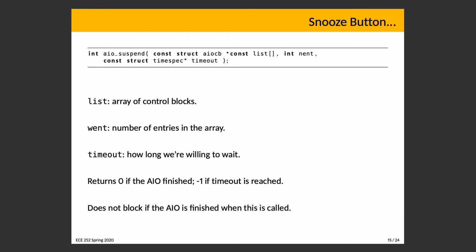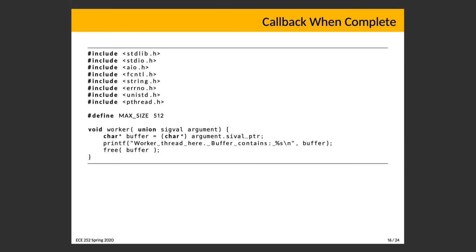If all of them are finished at the time when this function is invoked, then the function does not block. So we will just proceed immediately. So suspend can't do any harm. So let us proceed on to a second example, one that talks about how to use a callback.